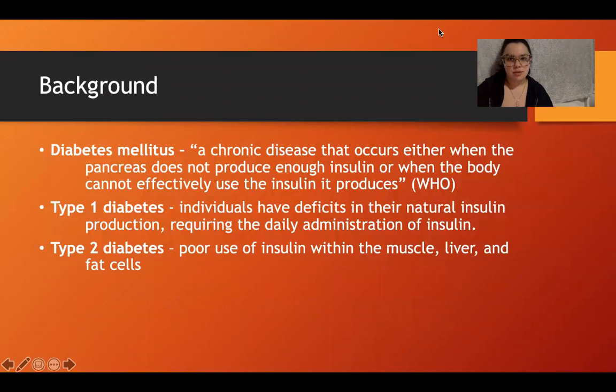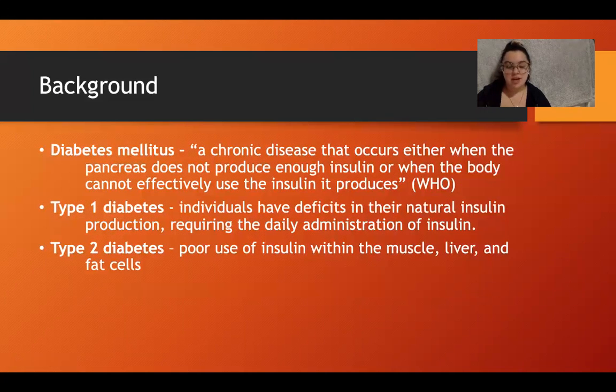Let's begin with a little bit of background. So diabetes mellitus is defined by WHO as a chronic disease that occurs either when the pancreas does not produce enough insulin or when the body cannot effectively use the insulin it produces.